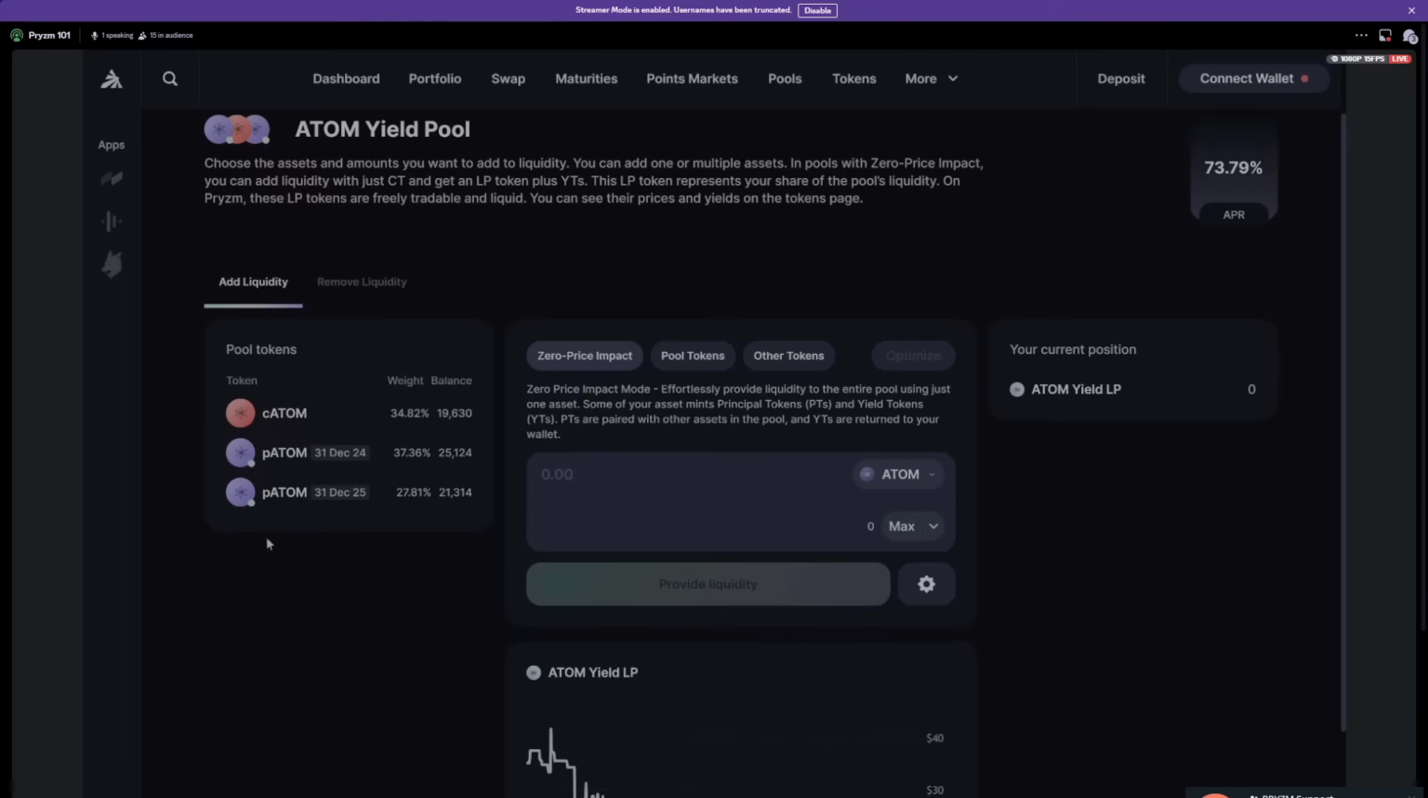And what's in the liquidity pool are these assets here. So inside the liquidity pool, there's 35% C Atom, 37% P Atom, Dec 24, and 27% P Atom, Dec 25. So you know from what we just discussed that a P Atom token is like a fixed yield here, and you can see the internal APR, which is the value of the yield from C Atom and P Atom, is 71.77%. And the swap fees, every time someone does a trade in the liquidity pool, they pay liquidity providers a fee. And at the moment, that's about 2%.